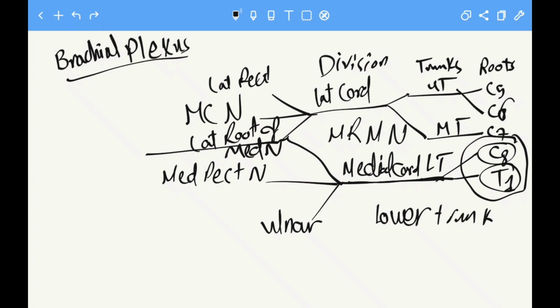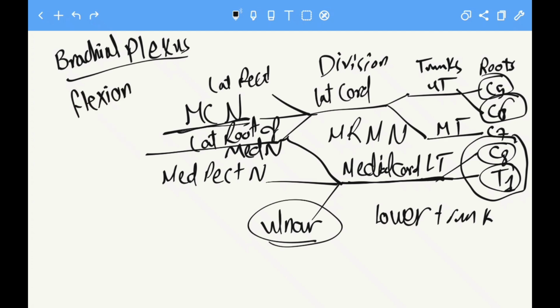So when there is affection of C8 and T1, or affection of the lower trunk, there will be affection of the ulnar nerve and some affection of the median nerve. And when there is affection of the upper trunk, C5, C6, there will be affection of the musculocutaneous nerve and flexion will be deformed. When there is affection of C5 and C6, there will be a deformity called Erb's palsy, which we will talk about. And when there is affection of C8 and T1, there is a lesion called Klumpke. We will also talk about it later.